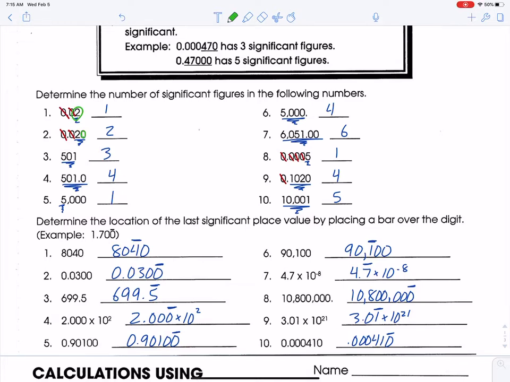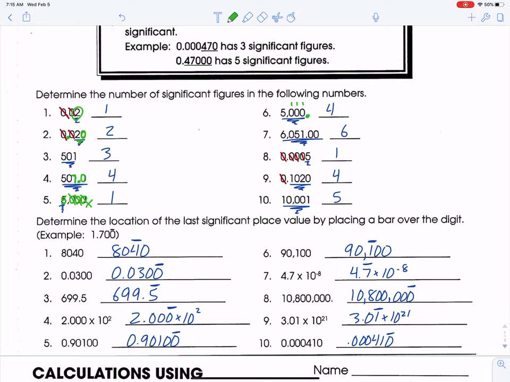Now, this 0 here that's after a non-zero number, and there's a decimal present, that one counts. That's why it's 2. This 0 here, it's after a non-zero number, and there's a decimal, so that one counts. These zeros are after a non-zero number, but there's no decimal place here, which means those don't count. Number 6, there's a decimal. Now, all of these zeros do count because there's a decimal there.